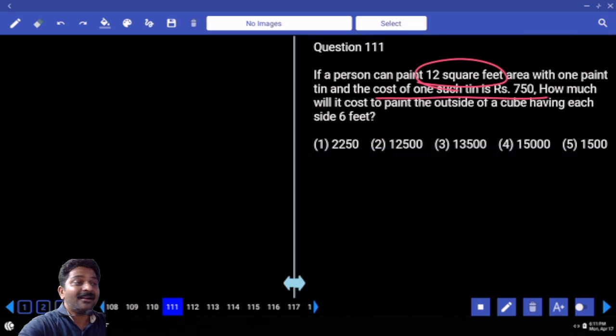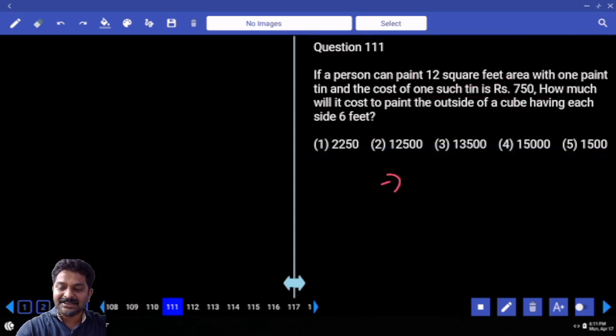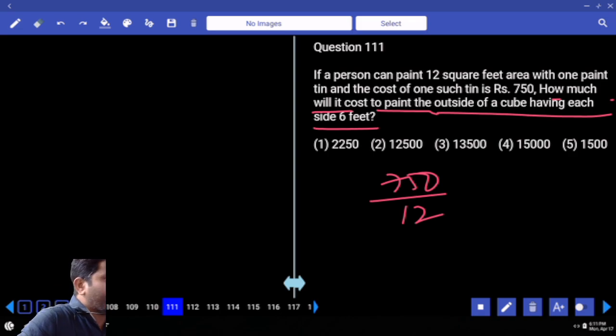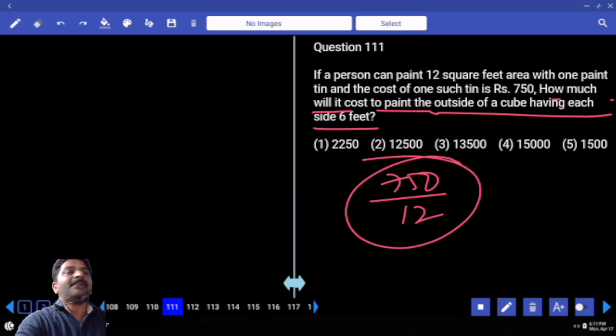For how much area? For 12 square feet. Per square feet, in the sense that will come 750 by 12 only. How much will it cost to paint the outside of a cube having side 6 feet? Okay. 750 by 12 is the price per square feet.